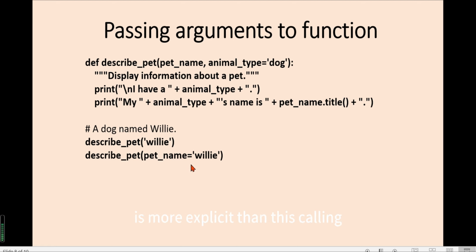It's more explicit than this calling, but these two will get the same result. Both will have animal type dog, because this is the default value. We can omit this.